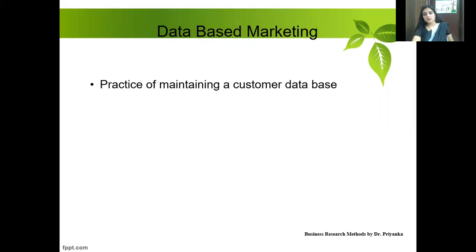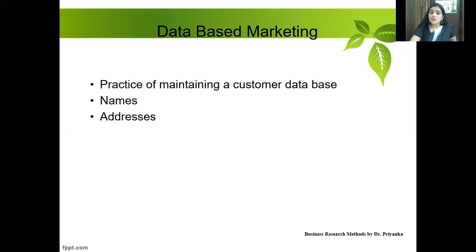Then database marketing. What is it? It is actually the practice of maintaining a customer database. How do you generally maintain a customer database? You will maintain the database with every piece of information related to that customer as well as the product, because whenever there is a product and you have every detail related to the customer as per that product, it could be really helpful to check what kind of product is liked by the customer.